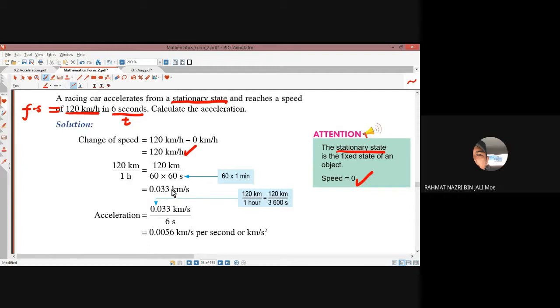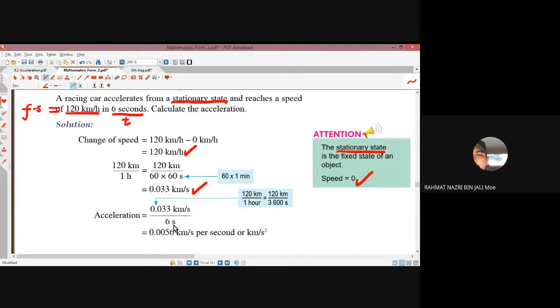And then we have the value, the change of speed in kilometer per second is 0.033. Okay, after that, we can proceed to calculate acceleration. So we take this value, 0.033, divided by 6.